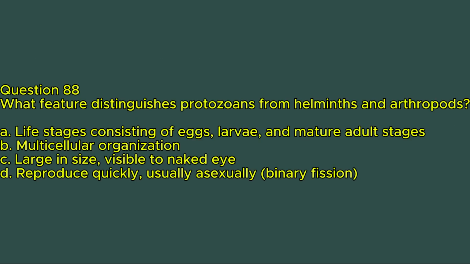Question 88. What feature distinguishes protozoans from helminths and arthropods? A. Life stages consisting of eggs, larvae, and mature adult stages. Multicellular organization, large in size, visible to the naked eye. Reproduce quickly, usually asexually by binary fission.